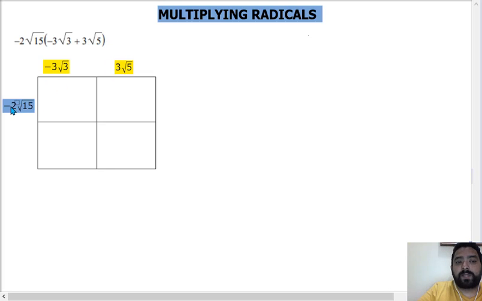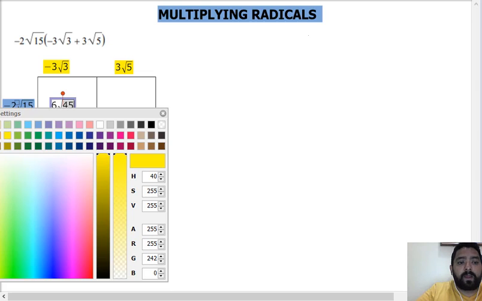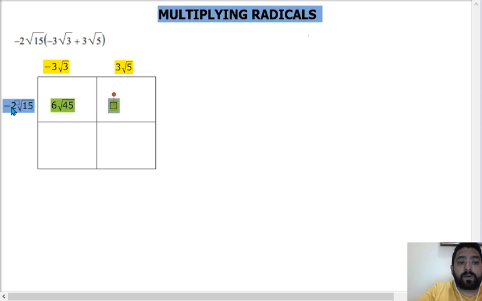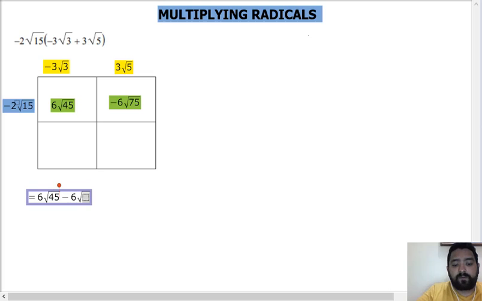So what you have to do is -2 times -3 gives us positive 6. And then you multiply 15 times 3, which is 45. And we have the first multiplication. Then you are going to continue: -2 times 3, which is -6, square root 15 times 5, which is 75. After that, remember, you are going to add them. So you're going to have 6 square root 45 minus 6 square root 75.